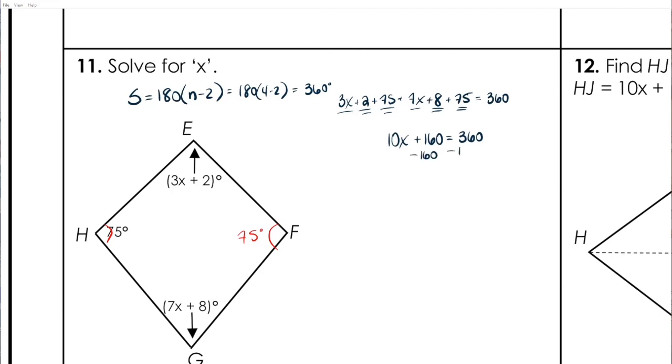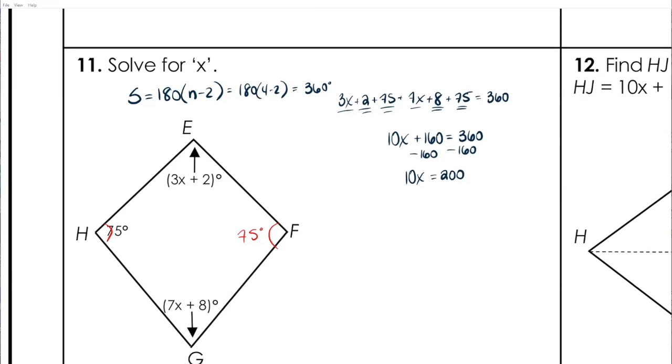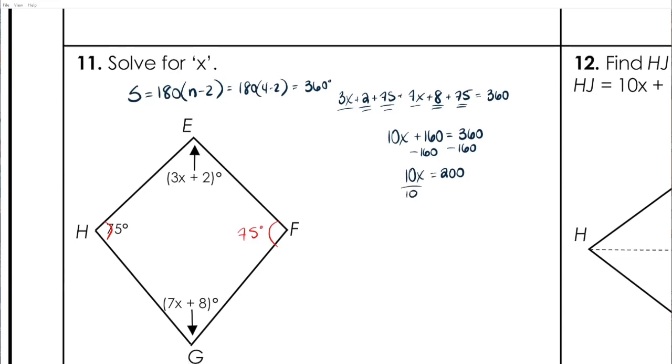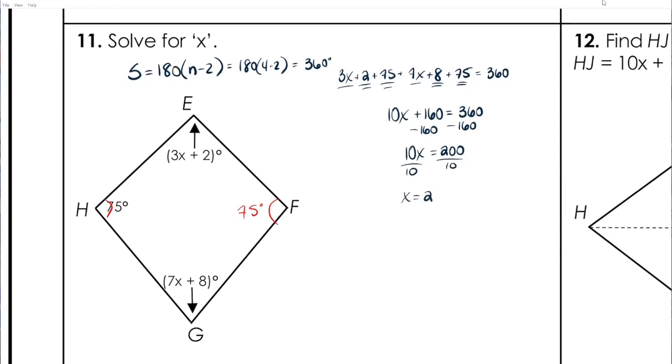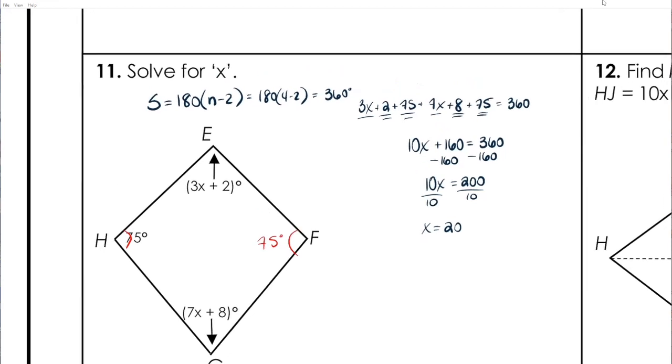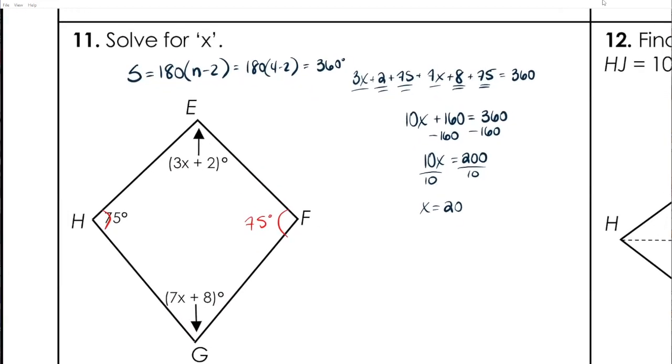Subtract 160 from both sides. 10x is 200. And then we can divide by 10. X is, knock that 0 off, X is 20. Any other questions we have?